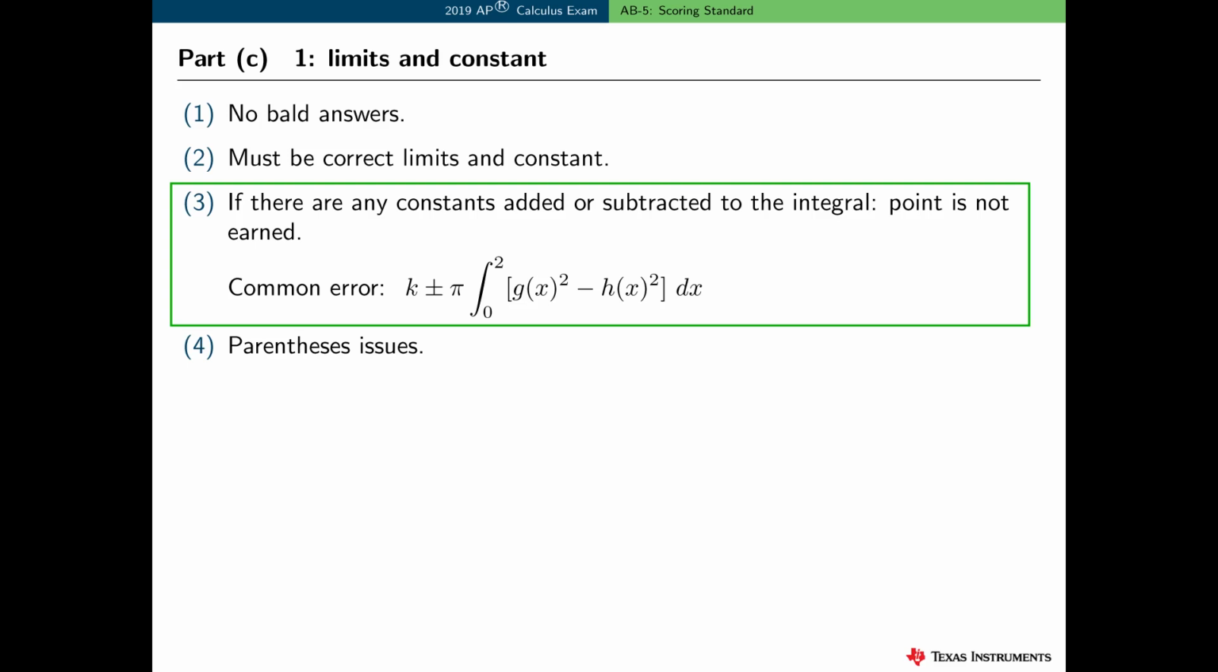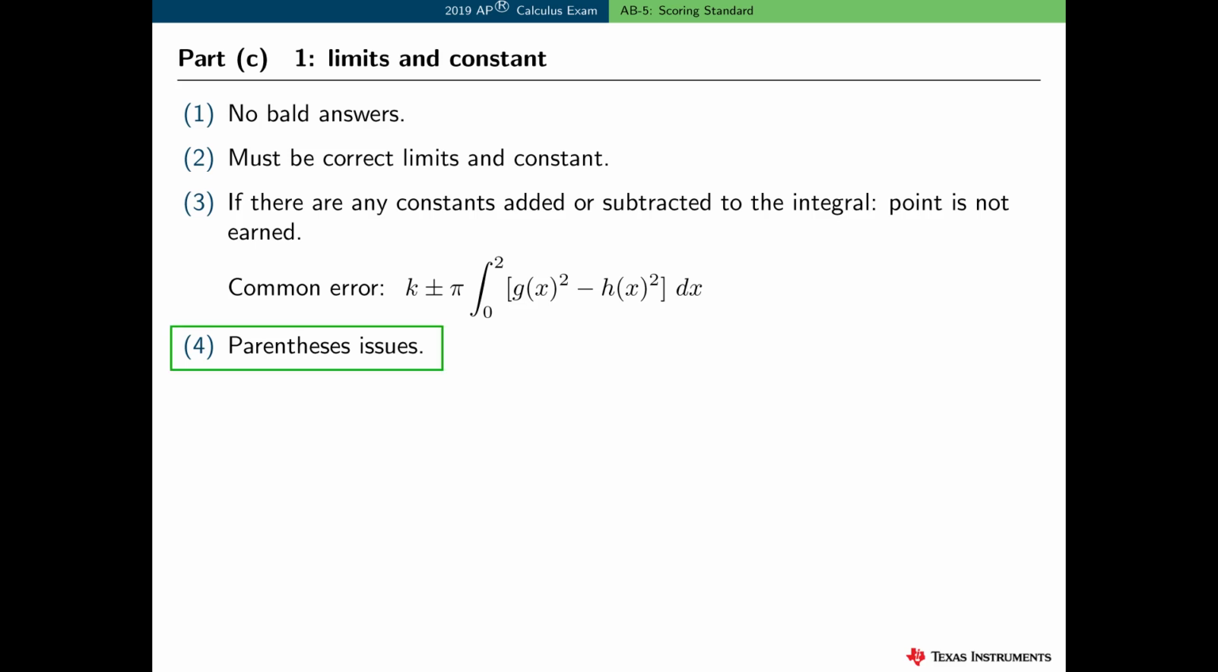If there are any constants added or subtracted to the integral, then the point is not earned, and here's a common error. Some students wrote the constant pi inside the integral symbol, which is okay, but those students were prone to presentation errors, and most of these involved extra or missing parentheses.